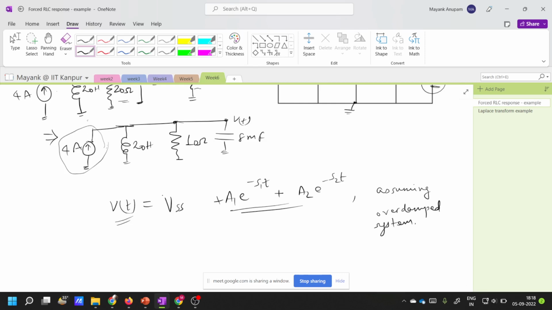So can you tell me quickly what is the steady state value of this voltage, V of t? What happens after t is equal to infinity, means after a very long time, what happens to this voltage? What will be the voltage at this point? Can you tell me? 40 what? 40 volts. Why should it be 40 volts?